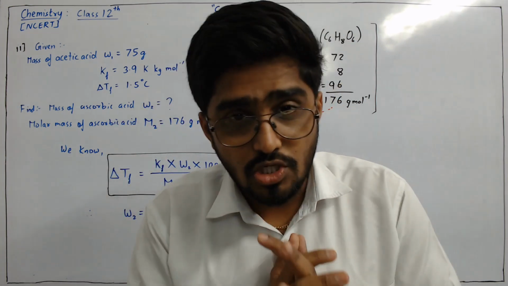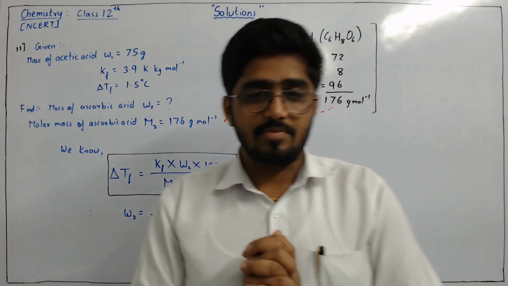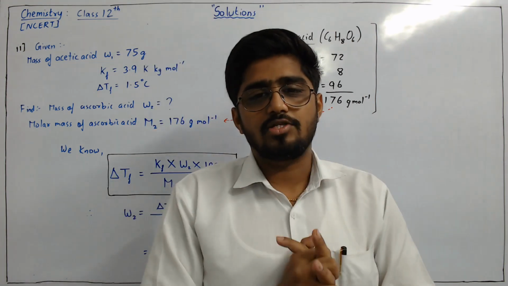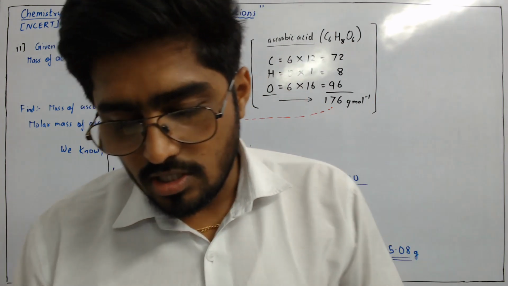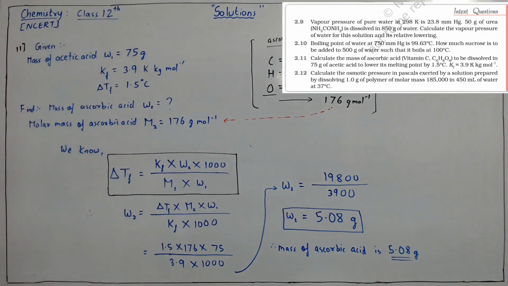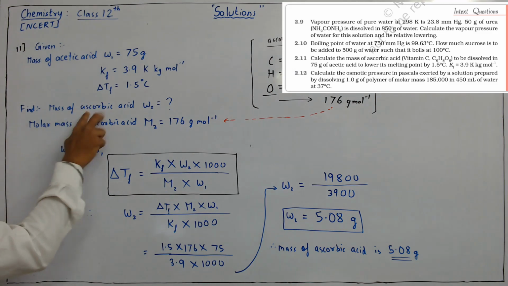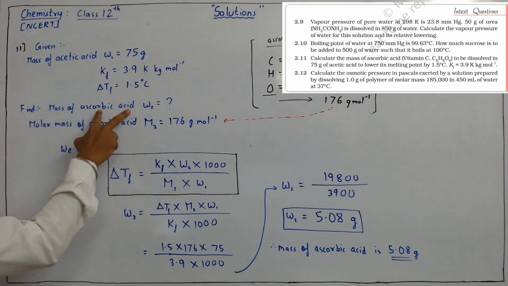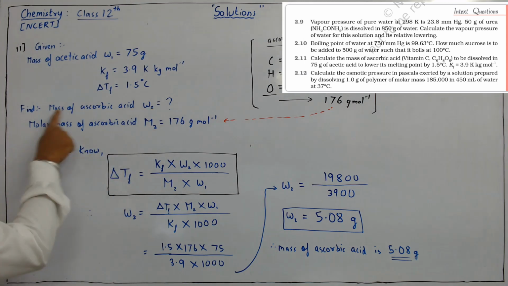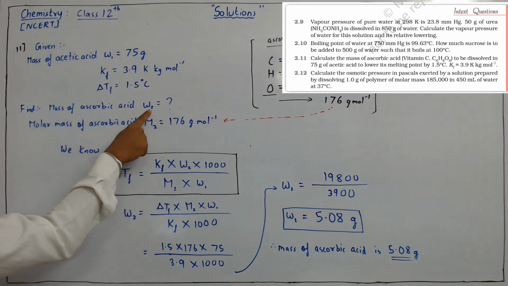Okay. So this is a question of freezing concept. This is a question of freezing. Means we need to reduce the temperature by adding ascorbic acid. So see what is given in question. First of all, what we need to calculate. See on board. We need to calculate mass of ascorbic acid. Ascorbic acid is solute. That's why we are given here a symbol 2. And mass, we are given symbol W. W2 is the mass of ascorbic acid.